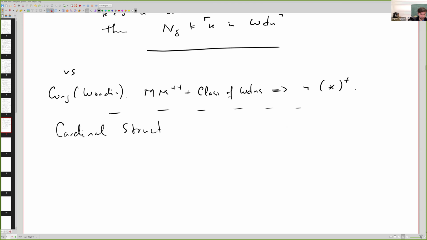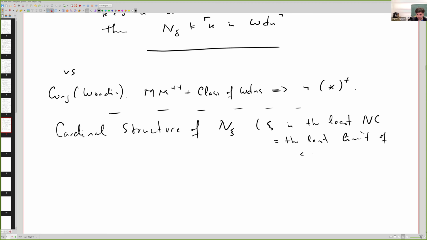Structure of n and psi. So psi is the least Nairian cardinal in n, not literally the least, but in any window. At least a limit of less than the plus strokes. Least inaccessible.